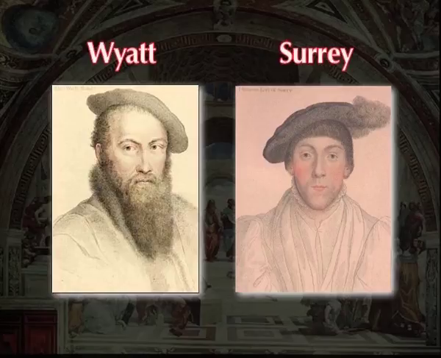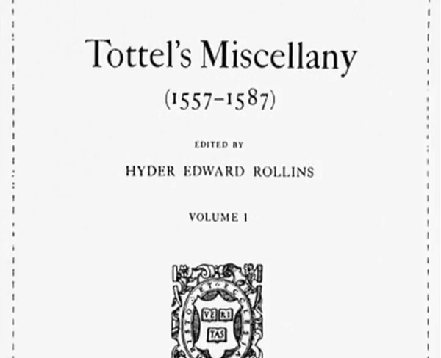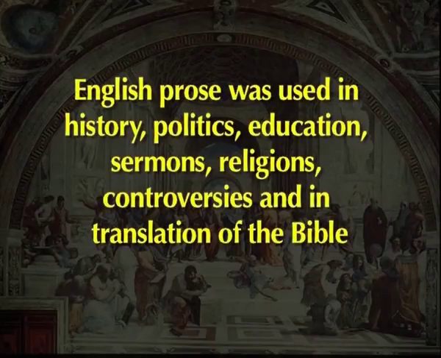The year 1557 celebrated the first fruits of Renaissance in the form of a famous collection of songs and sonnets by Wyatt and Surrey. They became a kind of role models for playwrights like Shakespeare and other contemporary writers. Tottel's Miscellany, named after its publisher, also found its way to popularity. English prose also gained popularity during the Renaissance period and was used in various fields like history, politics, education, sermons, religion, controversies, and above all, translation of the Bible.